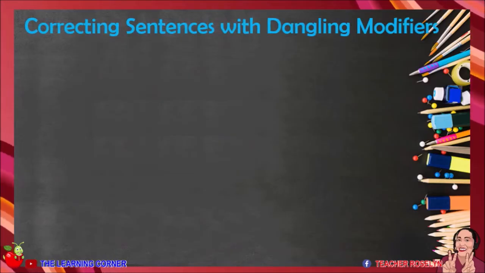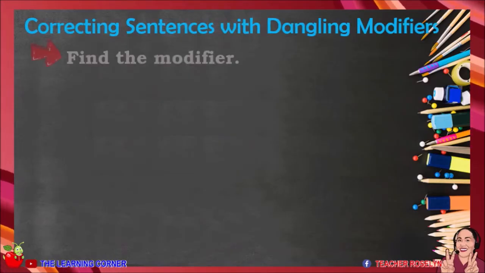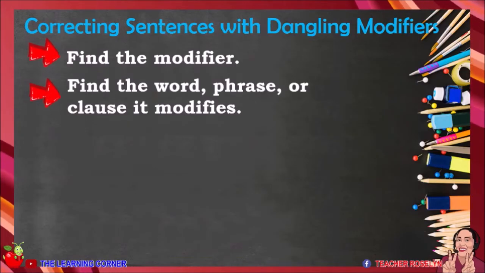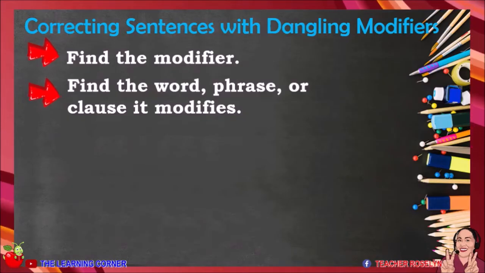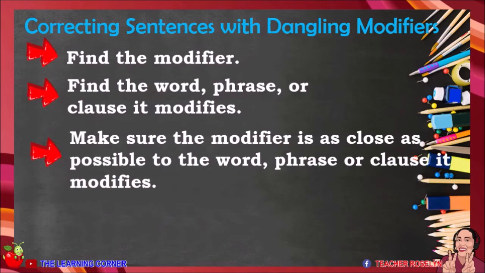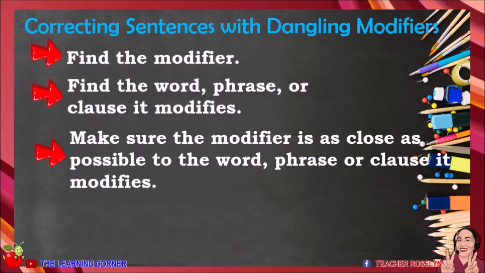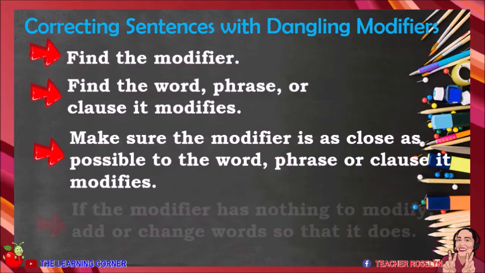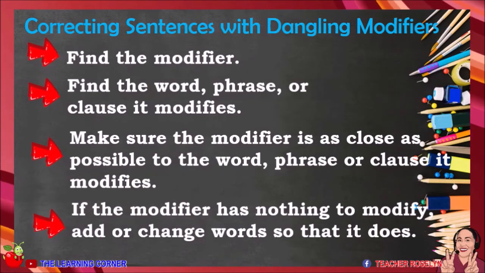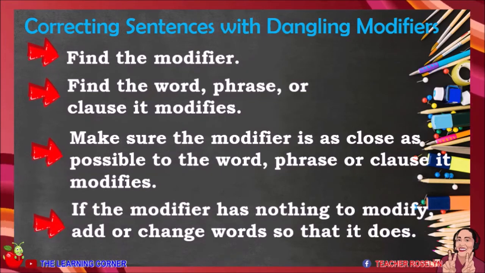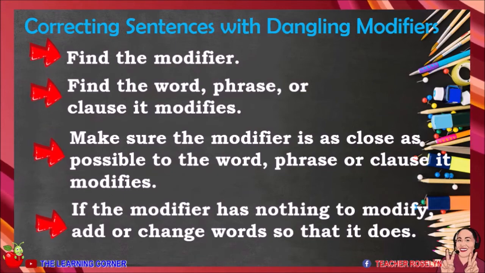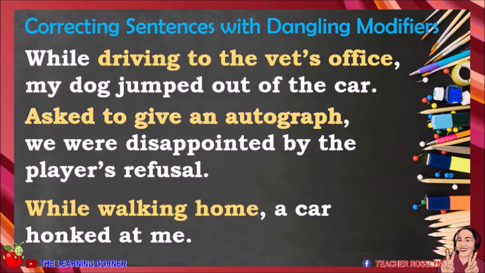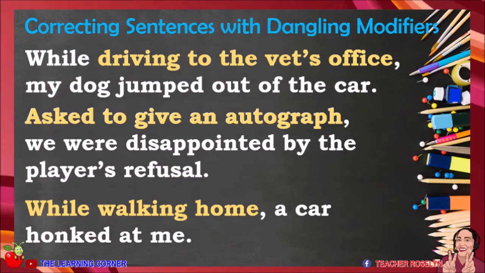This is how we correct sentences with dangling modifiers. First, find the modifier. Then, find the word, phrase, or clause it modifies. Make sure the modifier is as close as possible to the word, phrase, or clause it modifies. And if the modifier has nothing to modify, add or change words so that it does. Let us now correct these sentences with dangling modifiers.